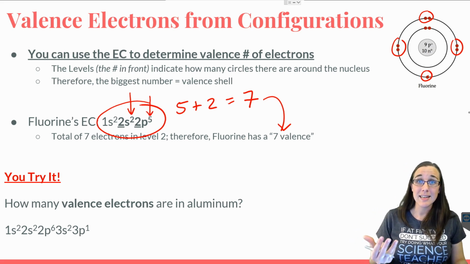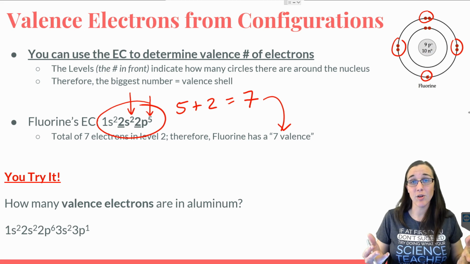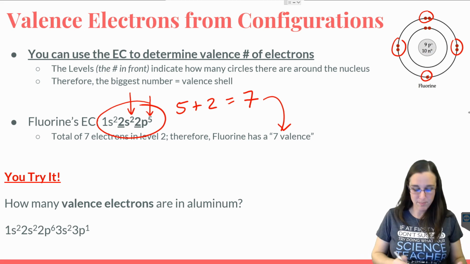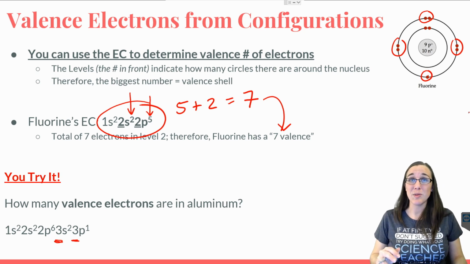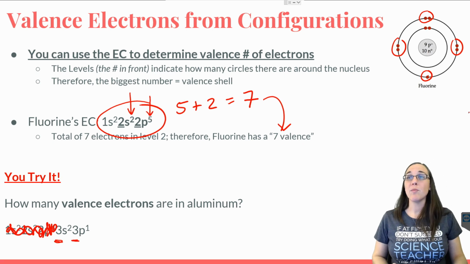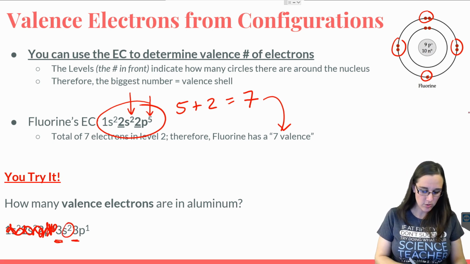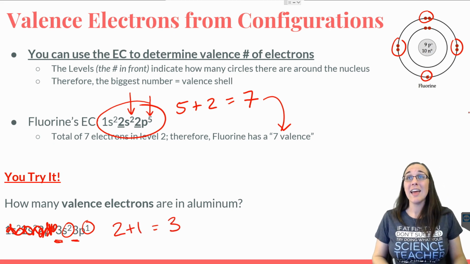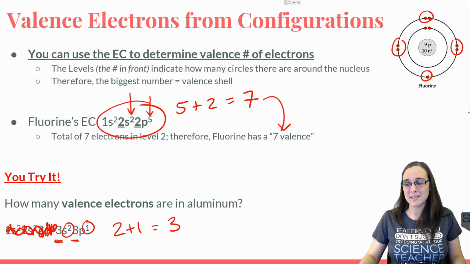And now we need to determine what is aluminium's valence. The valence is, again by definition, the highest energy electrons in the highest level. The biggest level number we have here is 3. So those are the only electrons we care about. We don't care about any of this before it. And we want to add up how many electrons are in the 3 level. We've got 2 and 1. So 2 plus 1 is 3. Therefore, aluminium has a valence of 3 or a 3 valence.